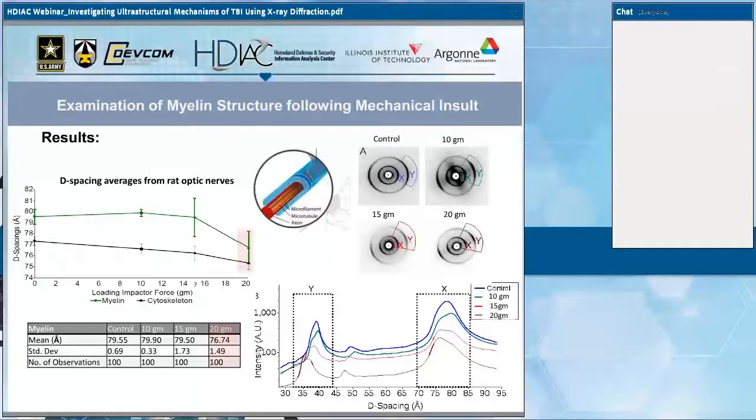Then on the right of the image, we have some representative raw diffraction, and you can see the progression from control, 10, 15, and 20 grams loading. And then perhaps a little bit more directly and immediately useful to you in this image is the line graph at the bottom. That's showing the second and the fourth orders of myelin diffraction, that's X and Y respectively.